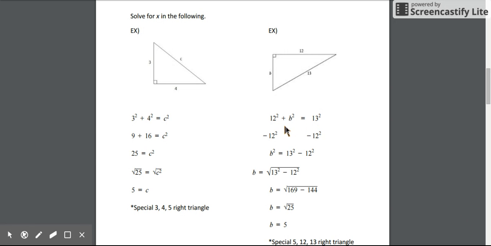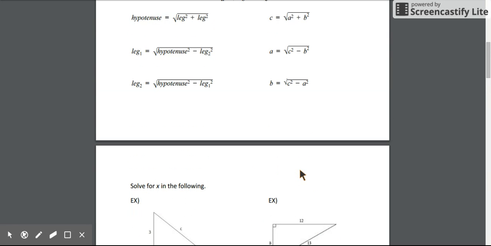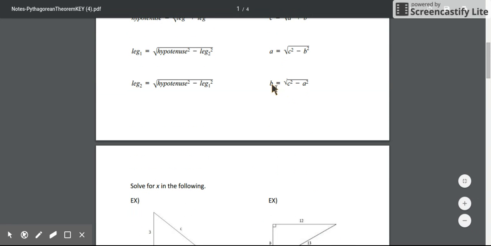Let's move things first before we simplify. So if I move that 12 squared over to the other side, then I have 13 squared minus 12 squared. And then if I want to solve for b, I have to undo that square by square rooting both sides. And so b is equal to the square root of the quantity 13 squared minus 12 squared. Check it out. That's what we said one of our equations for the leg was, right here.